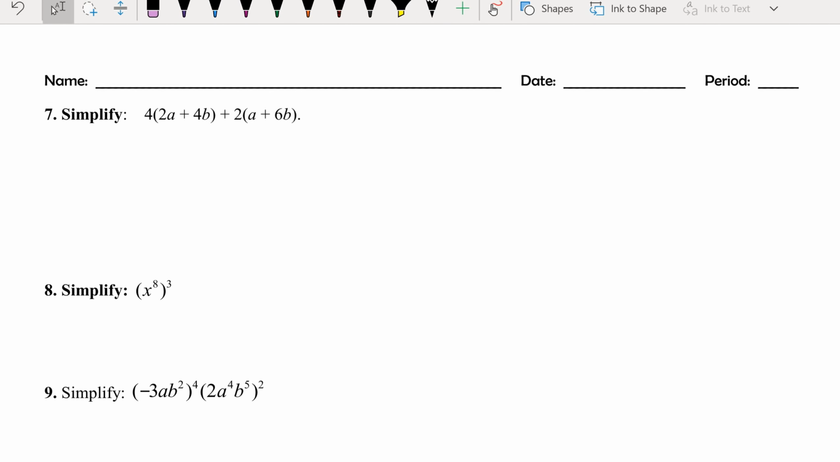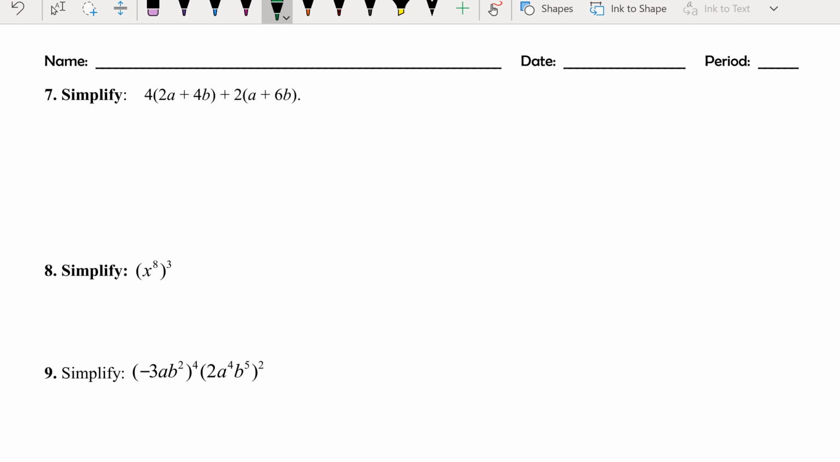Number 7. Same problem. If you see parentheses, we're going to distribute the number in front of the parentheses into the parentheses. So we're going to distribute 4 and distribute 2. Distribute 4 into the parentheses, you will have 8a plus 16b, plus 2a plus 12b. Then we're going to find the like terms and combine them. 8a and 2a, since 2a is positive, you're going to add them together. That gives you 10a.